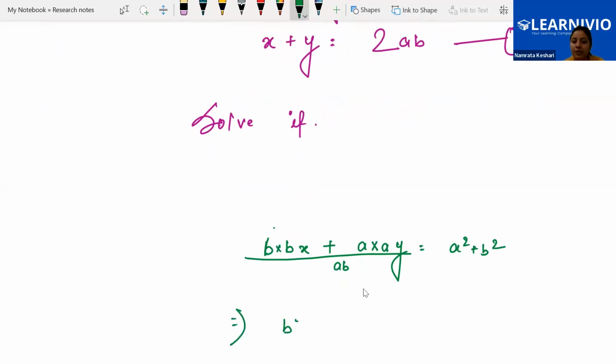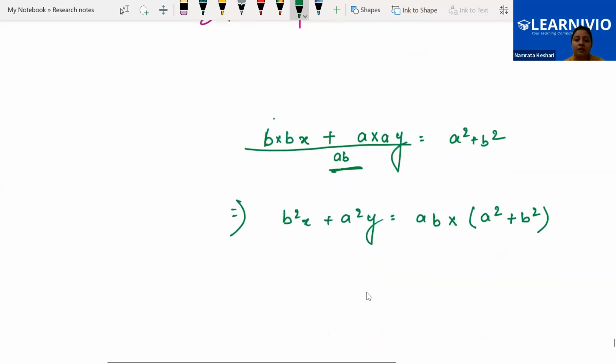It became B square X plus A square Y is equals to AB. This AB which is in the denominator, we can shift it to the other side and it will get multiplied with whatever is there on the other side. Right, Ziana and Harshit?